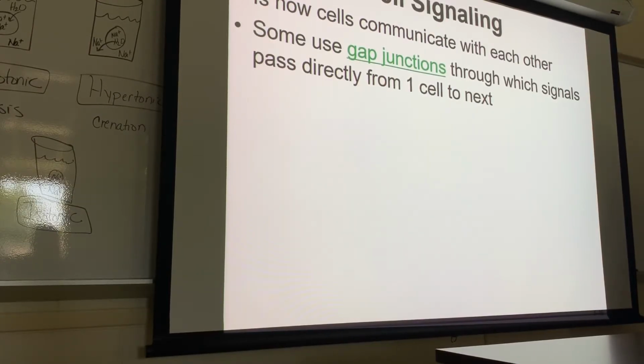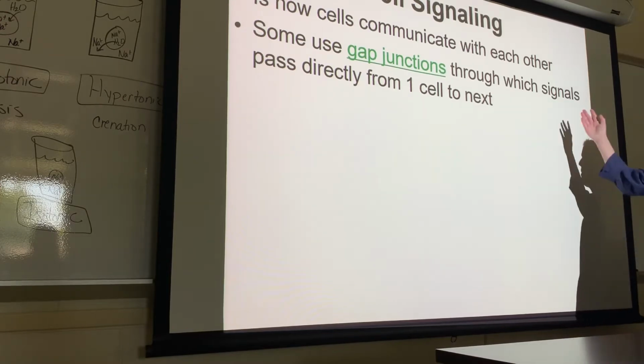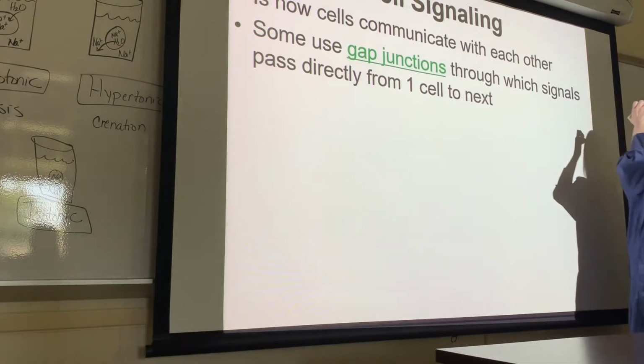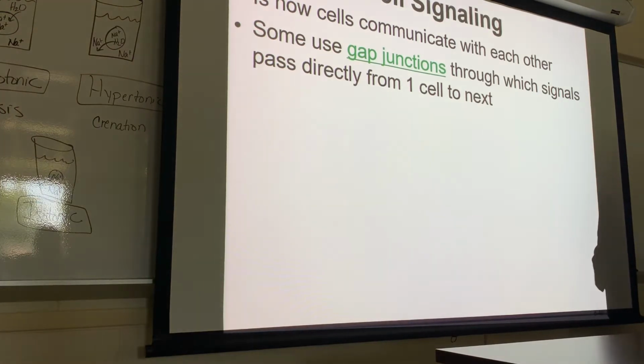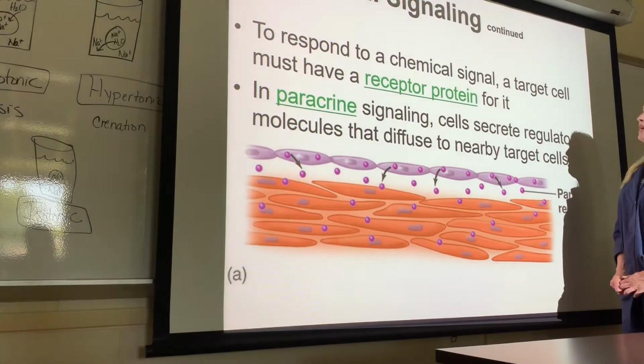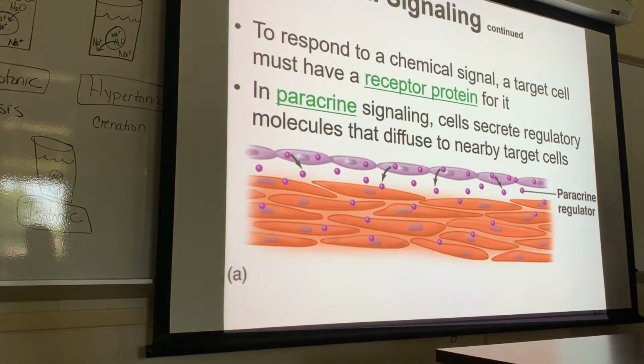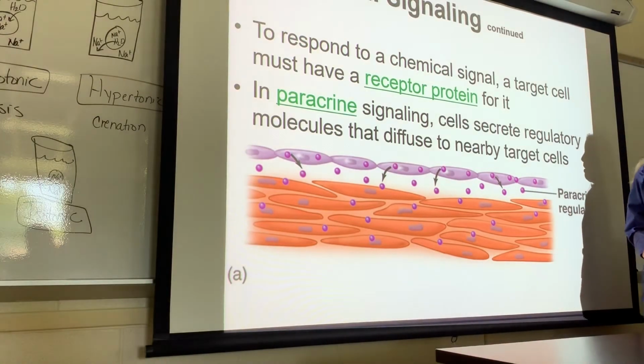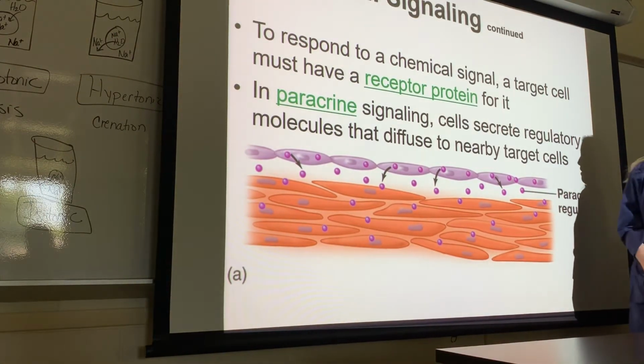But usually cells are going to use things like ions, or they're going to use things like neurotransmitters, which are chemical signals. Some cells use gap junctions through which signals pass directly from one cell to the next, like cardiac muscle tissue, gap junctions at the intercalated discs. There, we have ions that flow from cell to cell. Sometimes we use a chemical signal, and a target cell has to have a receptor protein for that chemical signal. There are different types of chemical signaling.